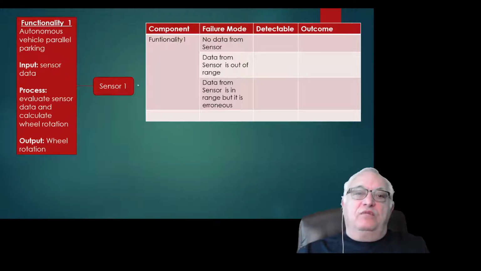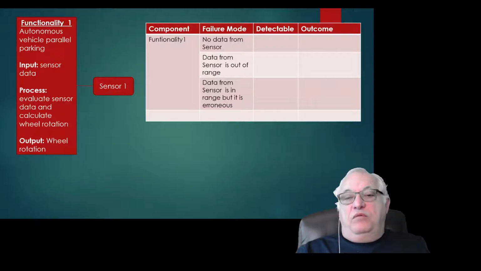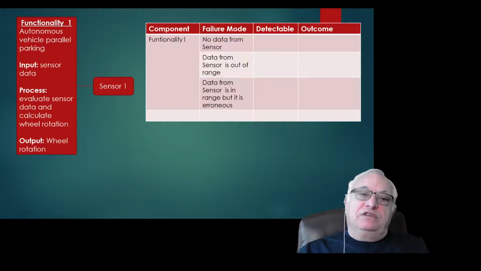The second failure mode is you get data from the sensor but it's out of range. This means that if you are supposed to get the value from the sensor, let's say from 1 to 5, and you get 6, well, you know that the sensor can only provide 1 to 5, for example, volts, and you're getting 6, so that thing is out of range.